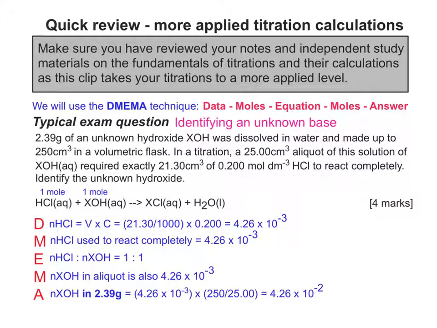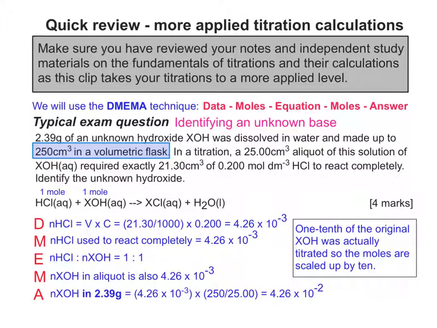So we can work out from that the number of moles of XOH in our unknown hydroxide sample, 2.39 grams. We can use the same scaling up as we did before to obtain the number of moles of XOH as 4.26 times 10 to the minus 2. The fact that it was added to 250 centimetres cubed of water in a volumetric flask, or at least made up to 250 centimetres cubed in a volumetric flask, so 1/10 of that was used. So because 1/10 of the original XOH was actually titrated, the moles are scaled up by 10.